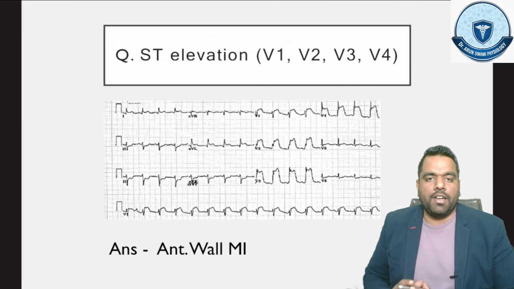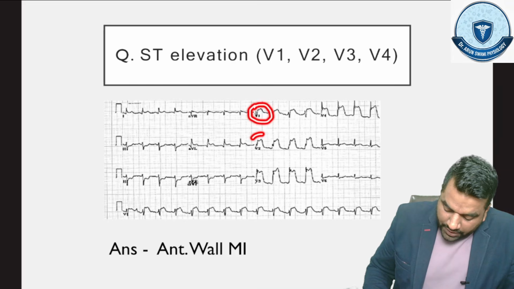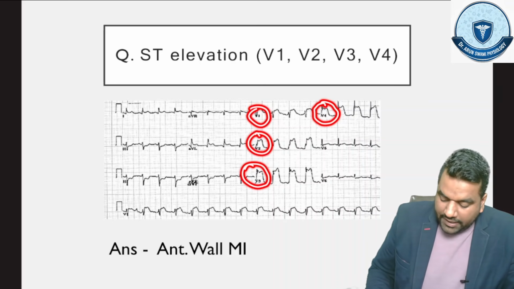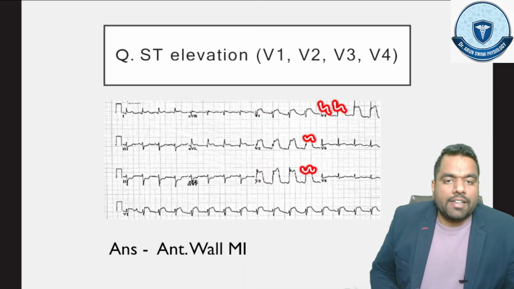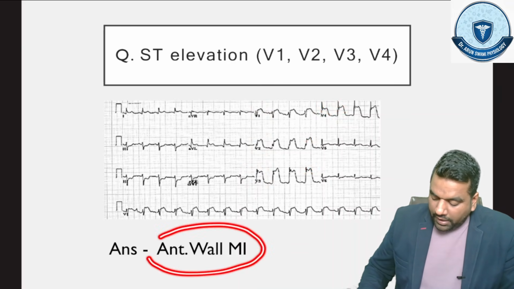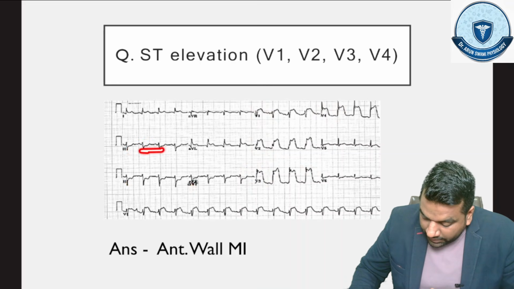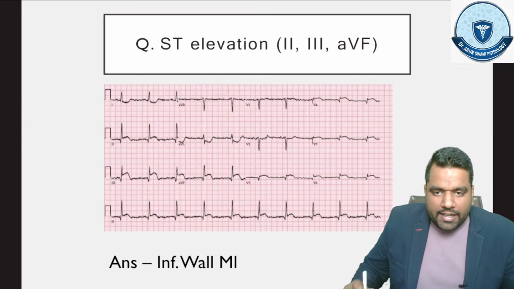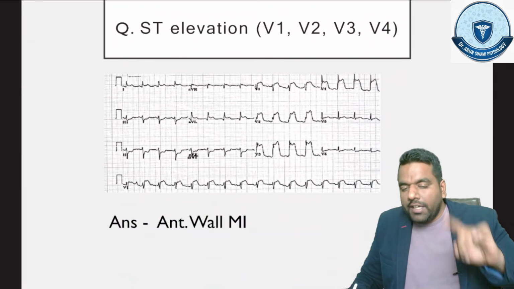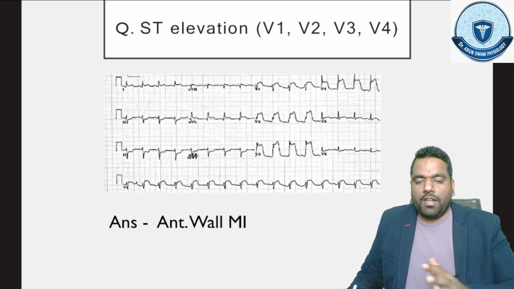If ST elevation is given in V1, V2, V3, V4, as you can see this is V1, V2, V3, and this is your V4, guys, right? You can see everywhere this is your ST elevation, right? And this is significant for anterior wall MI, right? Anterior wall MI. You can see over here in 2, 3, AVF, everything is normal, but earlier there was the ST elevation, right? So ST elevation in 2, 3, AVF, inferior wall MI; V1 to V4, anterior wall MI or anteroseptal wall MI.